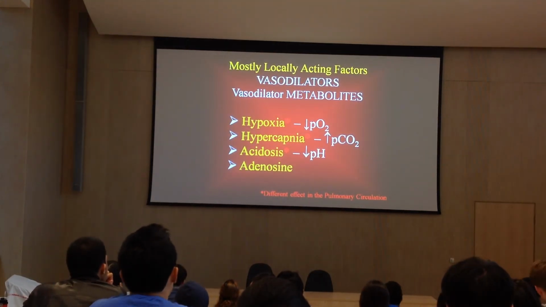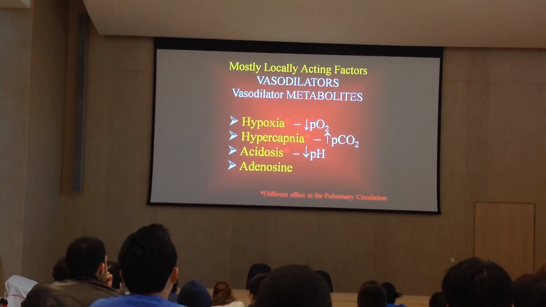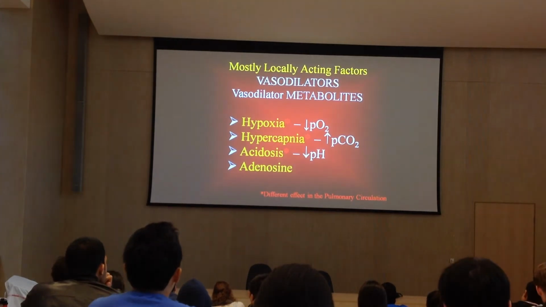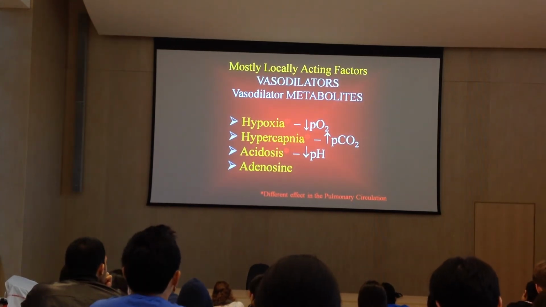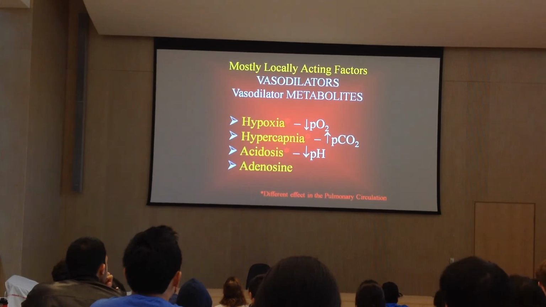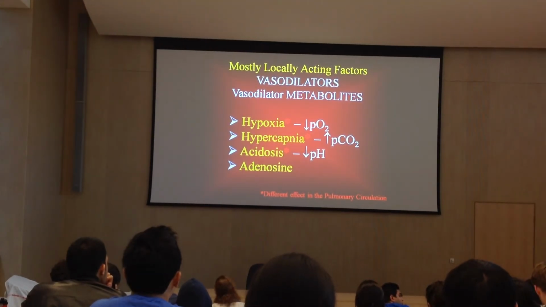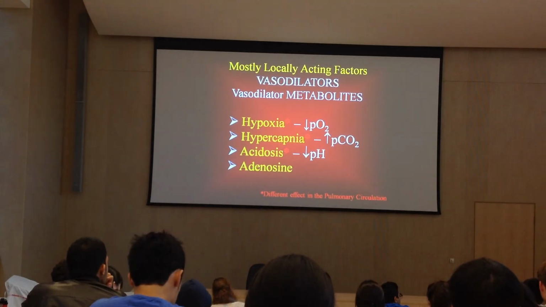First, let's talk about the vasodilators. These are the most important ones. These are the so-called vasodilator metabolites. We're going to learn a lot about them. For now, it is more than enough to say that these are mostly locally produced. Have you ever heard about hypoxia? Of course. Hypercapnia, of course. Acidosis. Adenosine, possibly not that much. Adenosine is kind of a byproduct of ATP metabolism. So if you consume ATP, you have a good chance to produce adenosine.